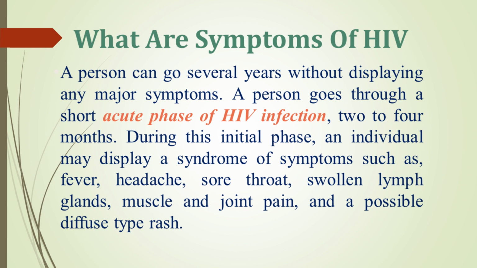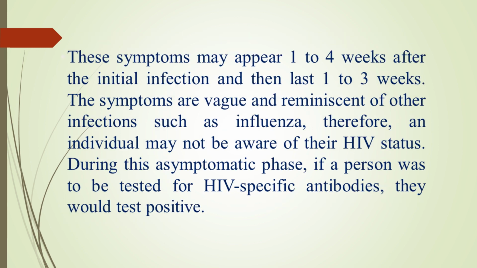What are symptoms of HIV? A person can go several years without displaying any major symptoms. A person goes through a short acute phase of HIV infection, 2 to 4 months. During this initial phase, an individual may display a syndrome of symptoms such as fever, headaches, sore throat, swollen lymph glands, muscle and joint pain, and a possible diffuse-type rash. These symptoms may appear 1 to 4 weeks after the initial infection and then last 1 to 3 weeks.